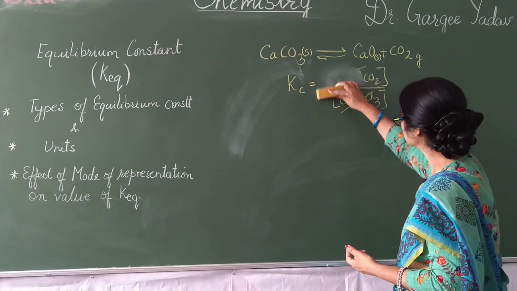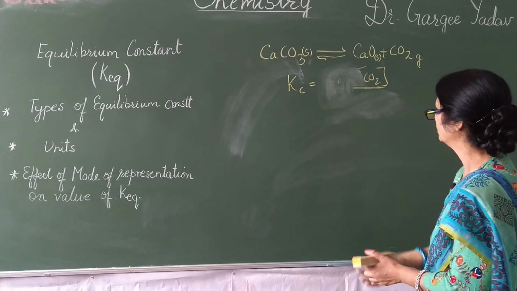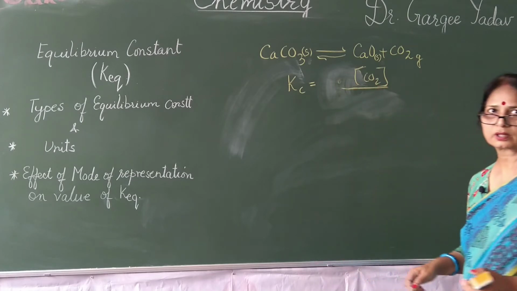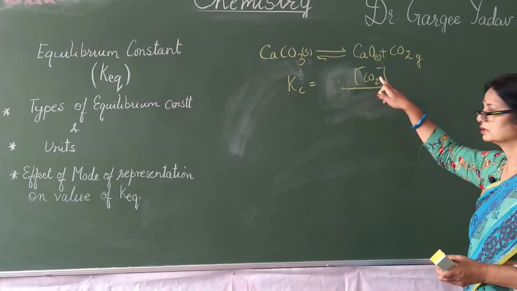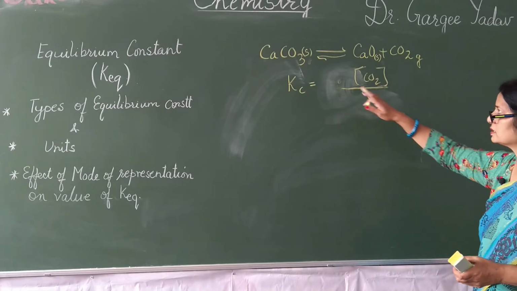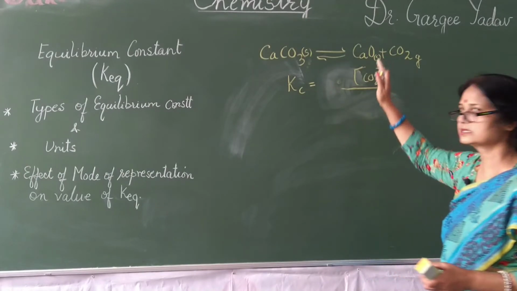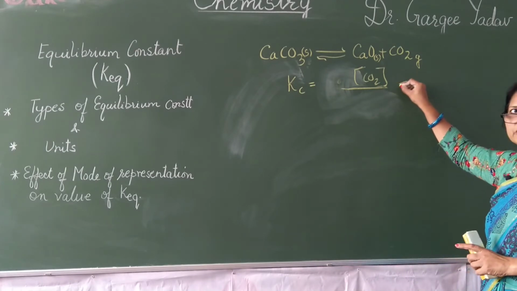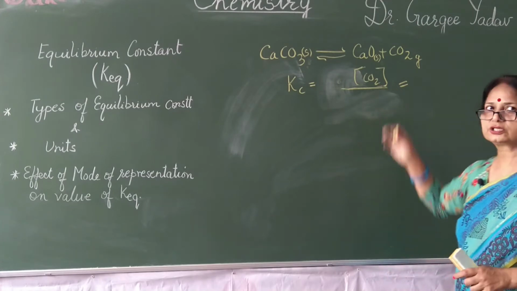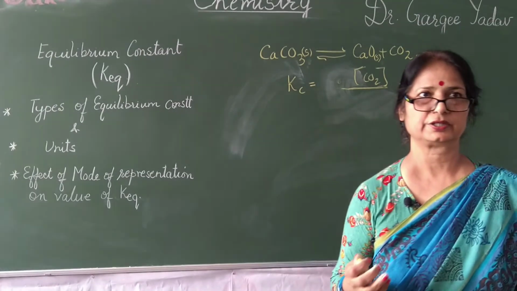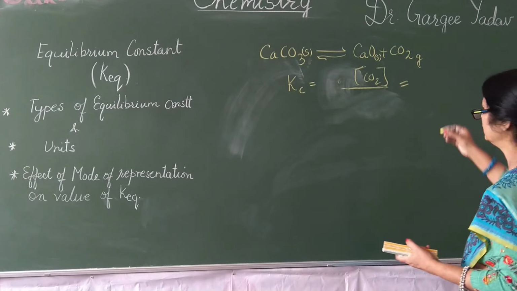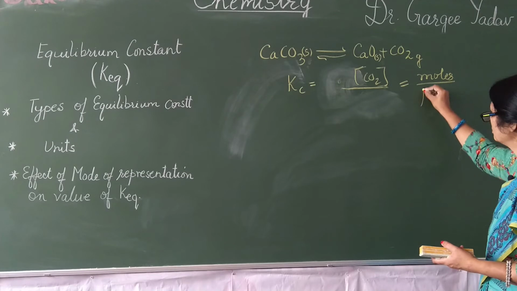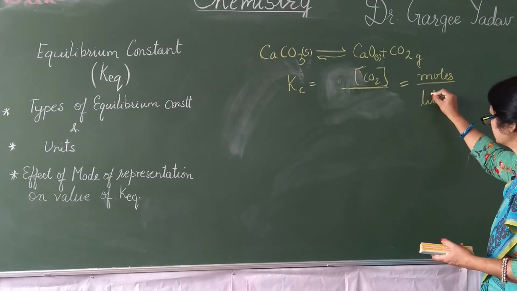So what we write is only CO2. Kc will be equal to only the active mass of CO2, since the solids are constant and taken as unity. If we calculate the unit of it, what will it be? The concentration is always expressed in moles per liter. So the unit of Kc will be moles per liter.